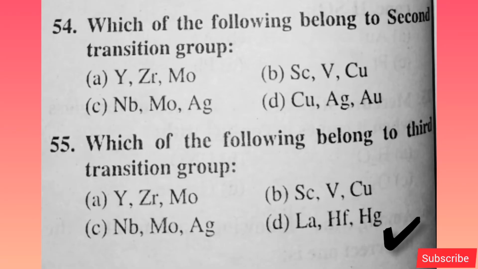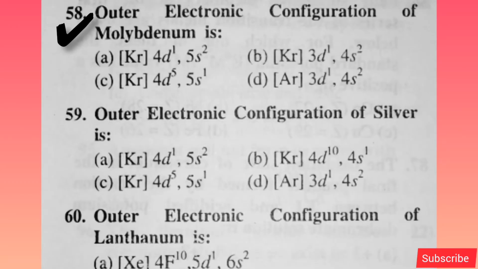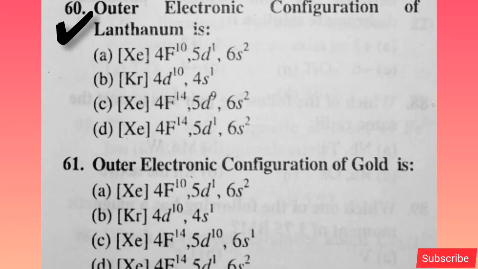Option D is correct. Third transition series is commonly known as lanthanoid. Option A is correct. Outer electronic configuration of deuterium is option A. Outer electronic configuration of molybdenum is option A. Outer electronic configuration of silver is option B. Outer electronic configuration of lanthanum is option D. Outer electronic configuration of gold is option C.